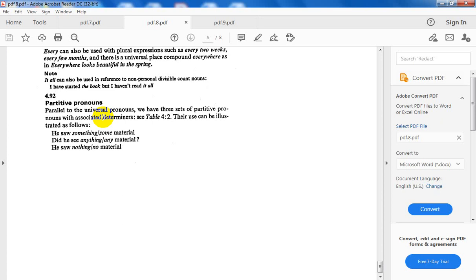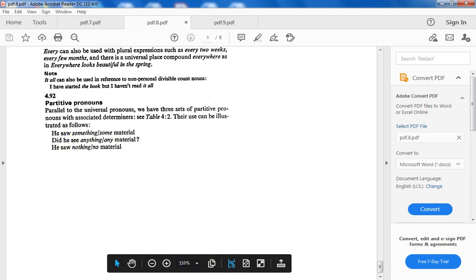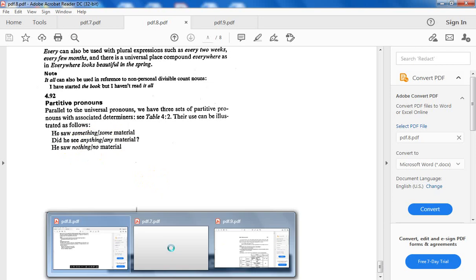So we have everyone, everybody, and so on. He saw something, some material. Did he see anything, any material? He saw nothing, no material. Of course, I know that some is for positive, assertive sentences, any is for questions, non-assertive, and no, with its compounds, is for negative.